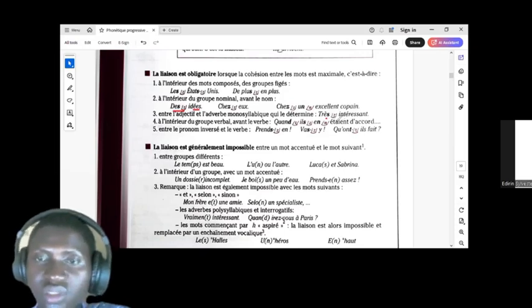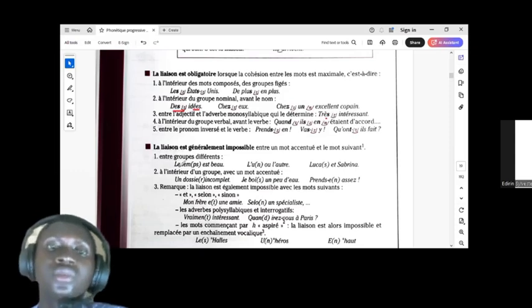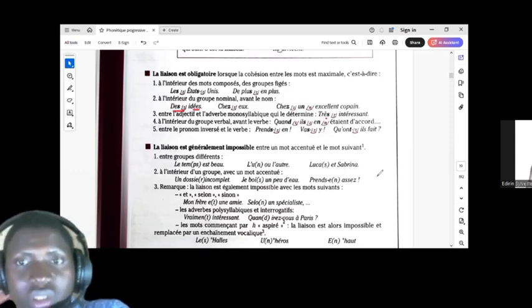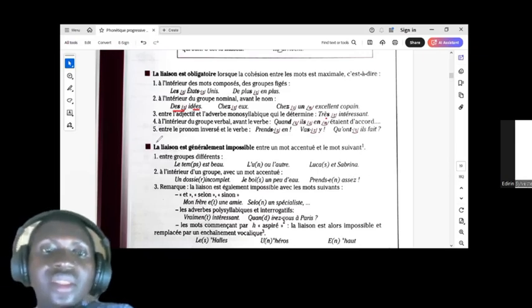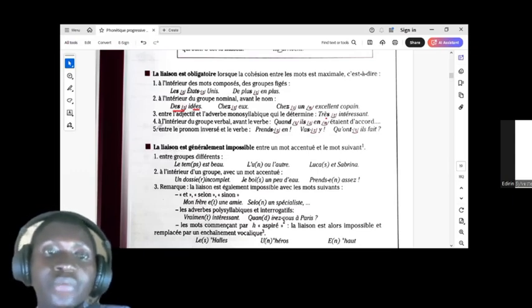The S becomes Z because of this un, très important. You have très important there. Then you have pronouns that are inverted with the verb. Now let's do it with the verb first. Number 4 here is verbs, verbal group.